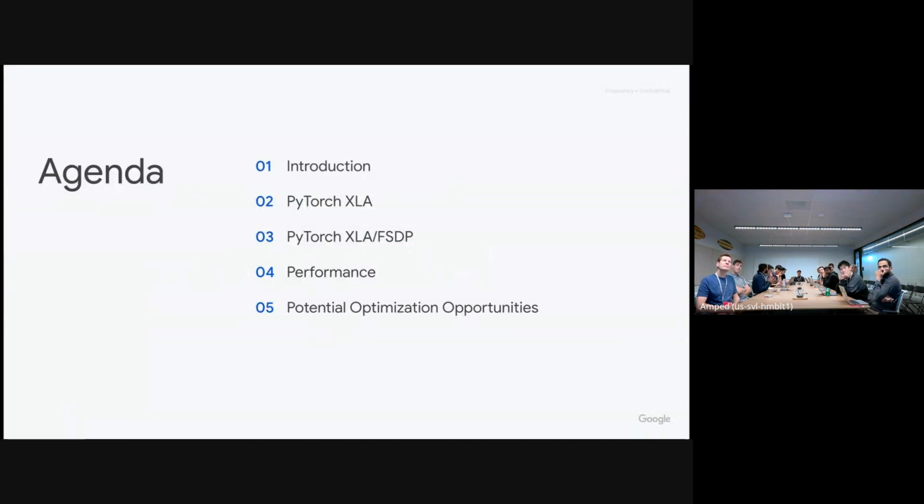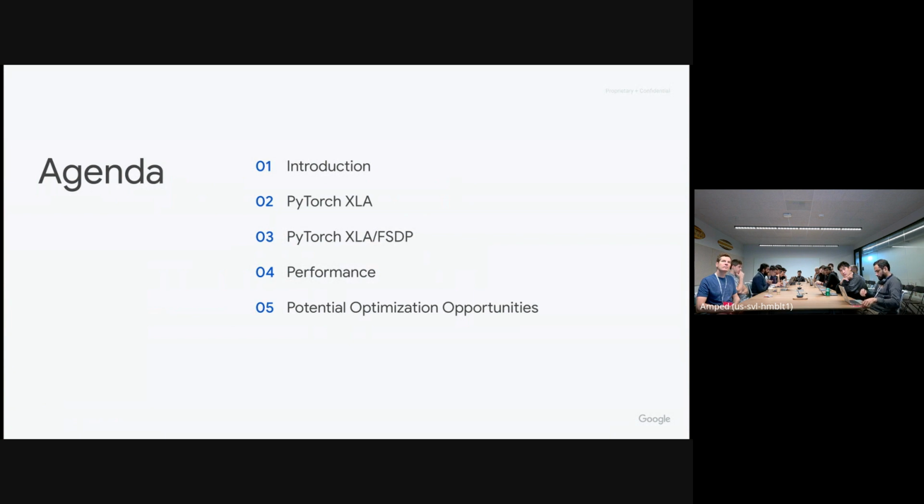Okay, so I have a high-level agenda. For those of you who may not be familiar with PyTorch XLA to begin with, I will have a quick introduction to give you the intuition of how PyTorch XLA works a little bit differently. Although from the usage point of view, it maintains the user experience of core PyTorch, in what way do we add all these amazing capabilities to PyTorch and solve interesting problems? So then I'll go to PyTorch XLA FSDP.